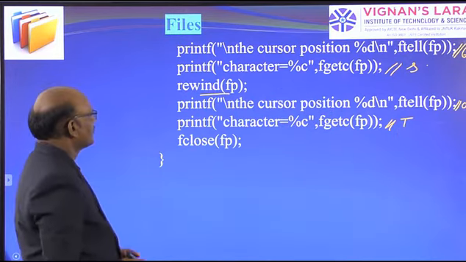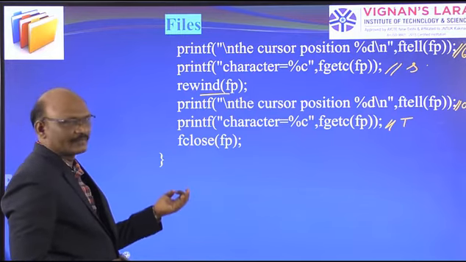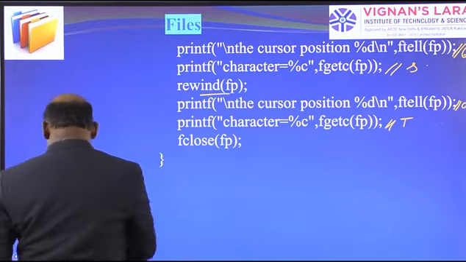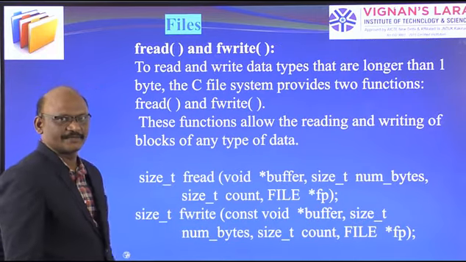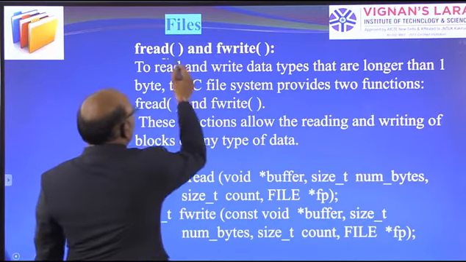So here I am demonstrating fseek, ftell, rewind. Okay. So these three are the random access IO functions. Now fread and fwrite.